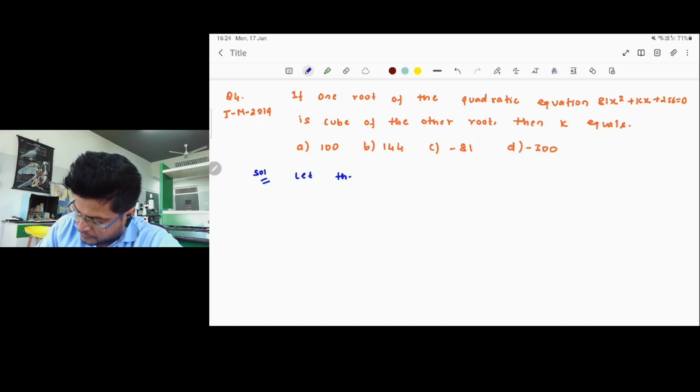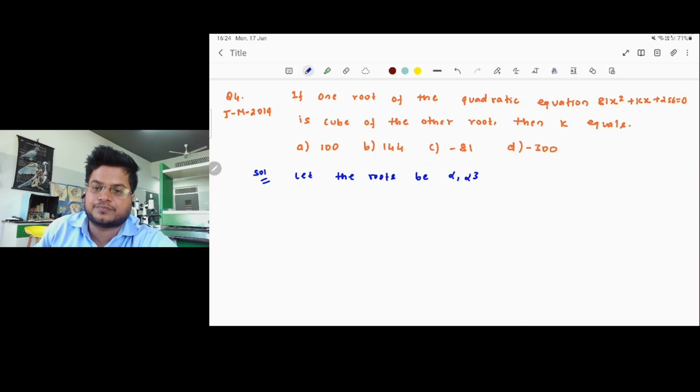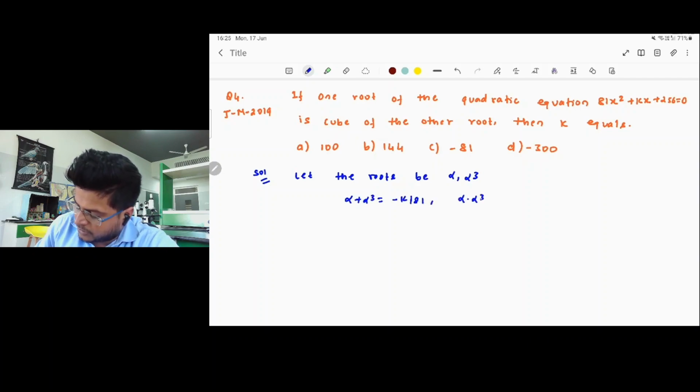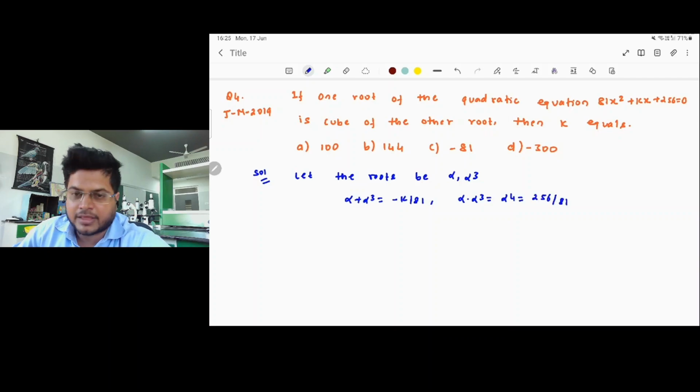Let the roots be alpha and alpha cube. Then we can go with the sum of the roots, so alpha plus alpha cube will give you minus b by a, and the product of the roots, alpha into alpha cube, will give you alpha to the power 4, which equals 256 by 81. I hope 256 by 81 you have been able to visualize as 4 by 3 to the power 4. So this we can write as 4 by 3 to the power 4.